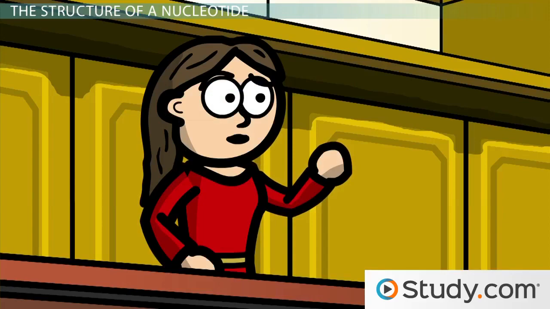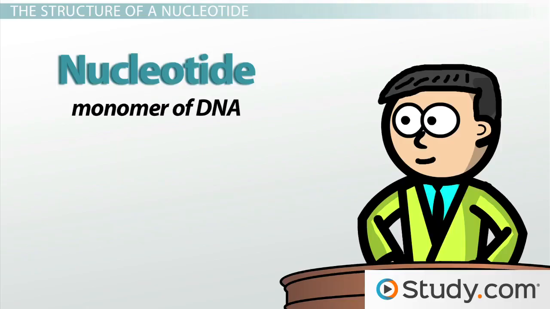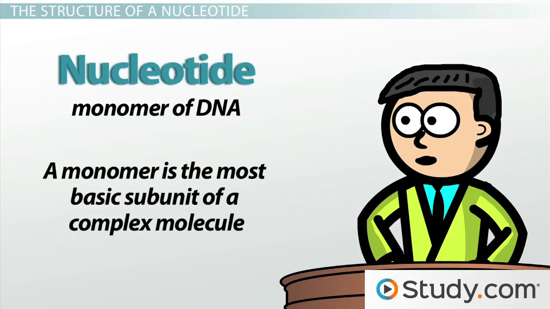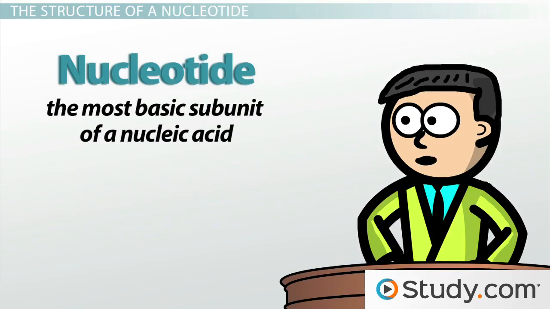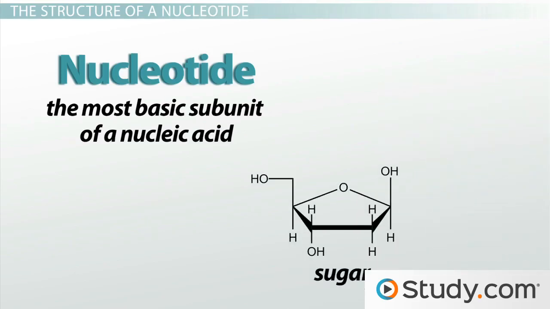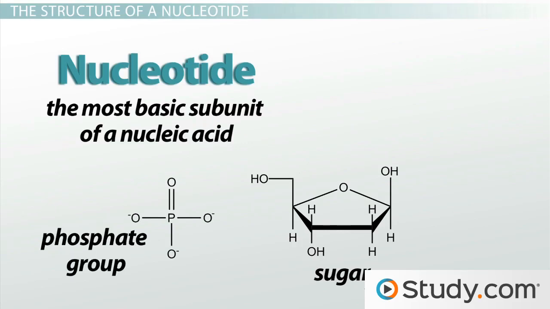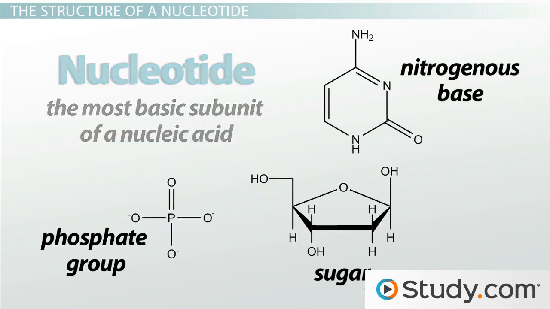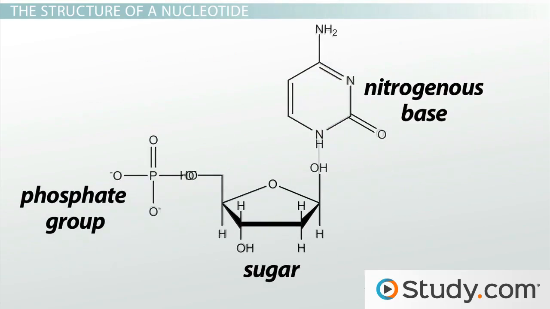Professor, can you please restate that definition in simpler terms? Oh, I'm sorry. A monomer is just the most basic subunit of a complex molecule. That makes the nucleotide the most basic subunit of DNA, or more generally, of any nucleic acid. A nucleotide is composed of three things: a sugar, in the case of DNA, the deoxyribose I mentioned earlier, a phosphate group, and a nitrogenous base. As you can see in this diagram, the phosphate group and nitrogenous base are both attached to the sugar.